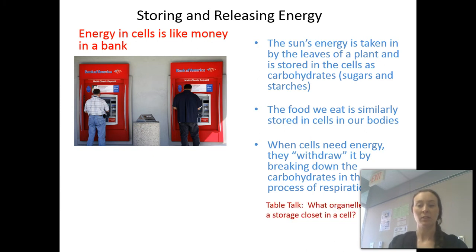So look at the table talk at the bottom of the screen. Pause the video, ask yourself what organelle acts as a storage closet in a cell. Hopefully the answer you came up with was vacuole, which holds materials for the cell, such as food and water, until the cell needs it.